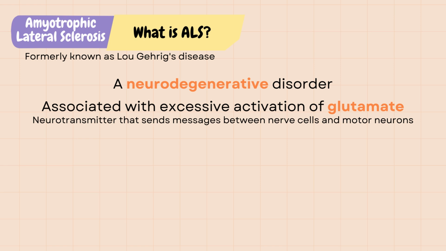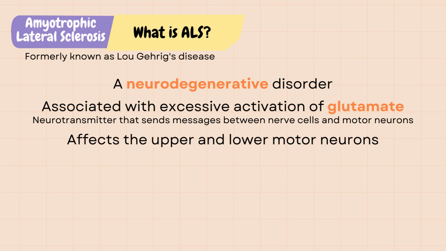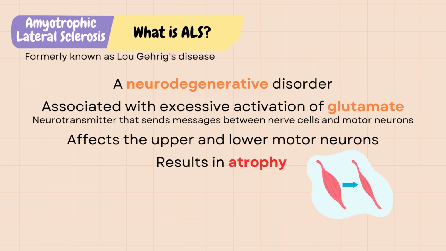Excessive glutamate leads to increased intracellular calcium and triggers cell death of neurons. It affects the upper and lower motor neurons in the brain and spinal cord, causing atrophy or wasting of muscles. The word amyotrophic in ALS means muscle atrophy.